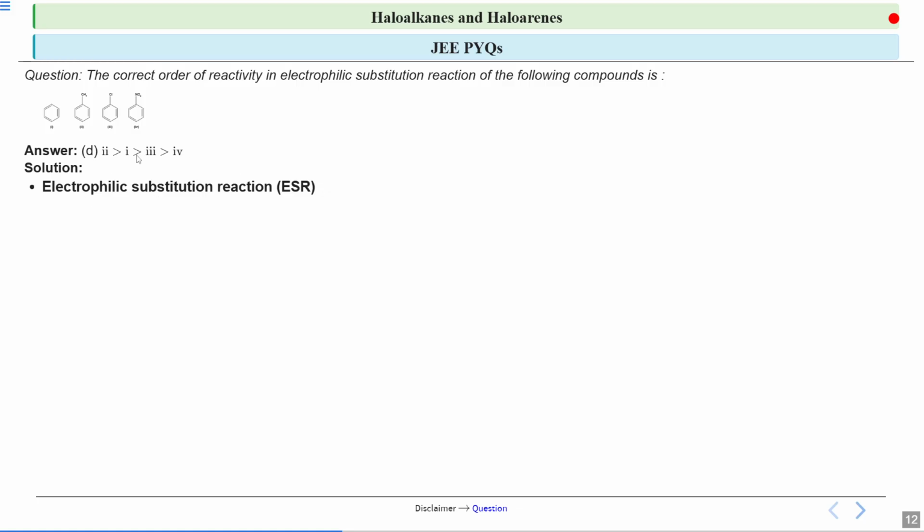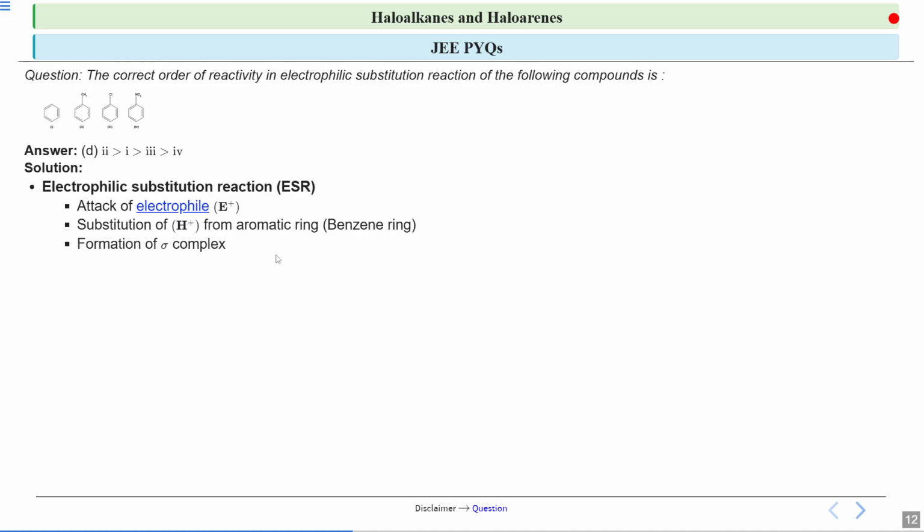So let's understand the electrophilic substitution reaction, that is ESR. In the electrophilic substitution reaction, attack of an electrophile happens. E positive will attack on the electron-rich benzene ring. So substitution happens via the removal of hydrogen positive from the aromatic ring, that is the benzene ring. So what will happen? Hydrogen positive from the benzene ring is substituted and the electrophile gets attached in its place.